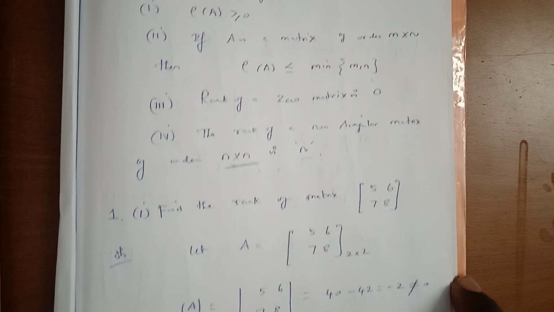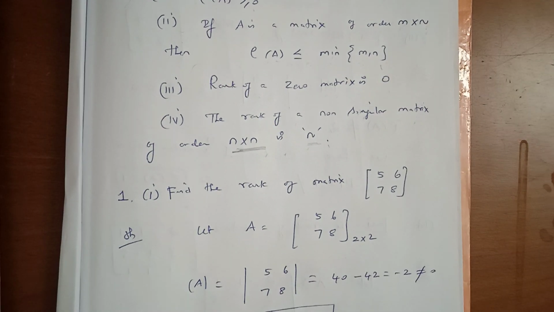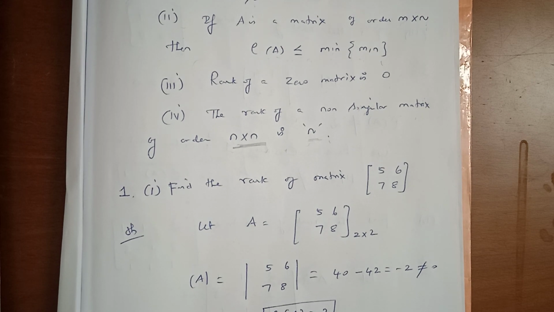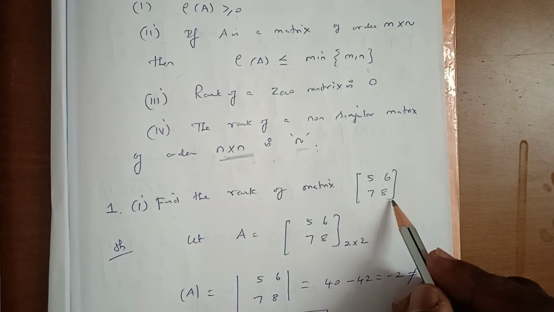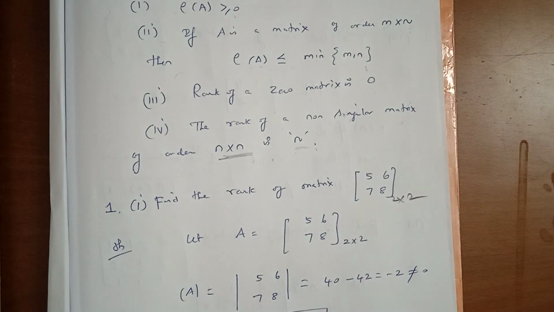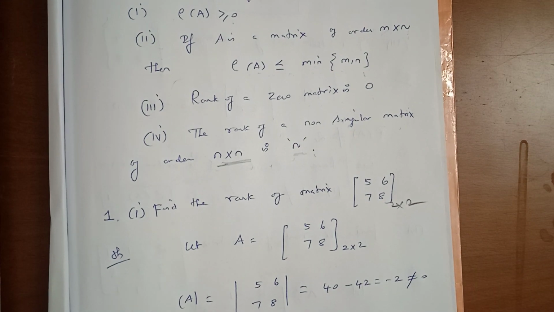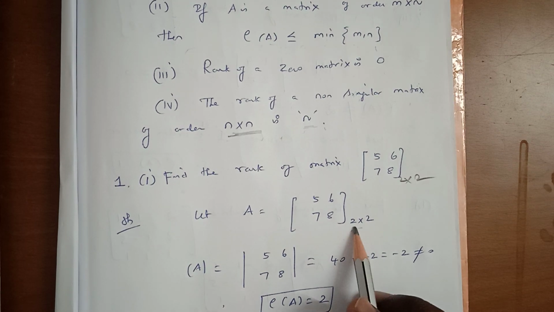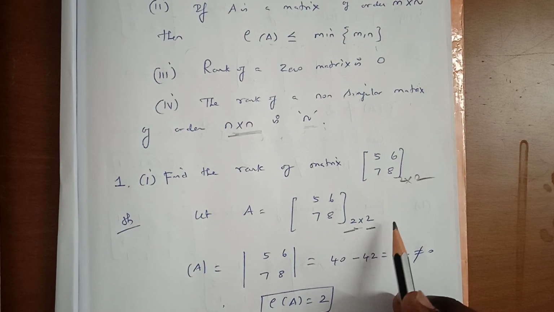First we have to concentrate on sum number 1. Find the rank of the matrix 5, 6, 7, 8. So this is a 2 by 2 matrix, 2 rows and 2 columns. Let us take the matrix A equal to 5, 6, 7, 8. The number of rows is equal to the number of columns.